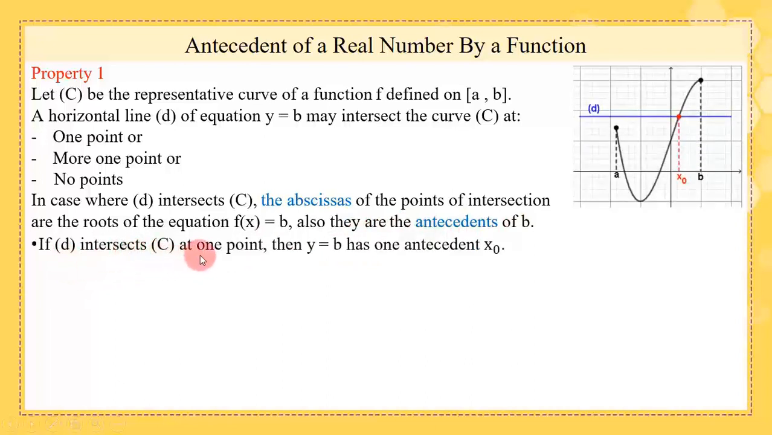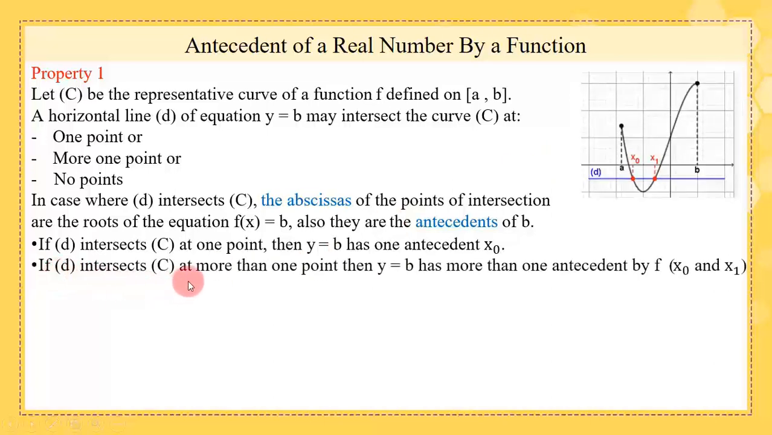If D intersects C at one point, then y equal b has one antecedent. Here, if you see, line D cuts the curve C at one point. The abscissa of this point, which is x0, is called the antecedent of b.